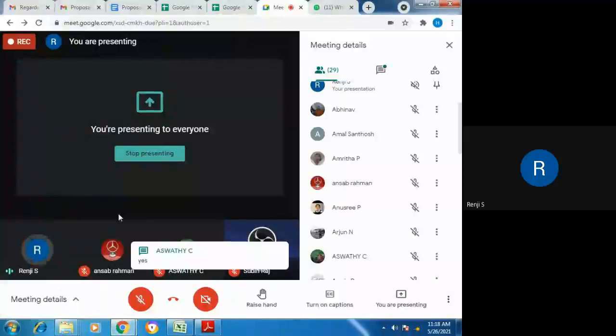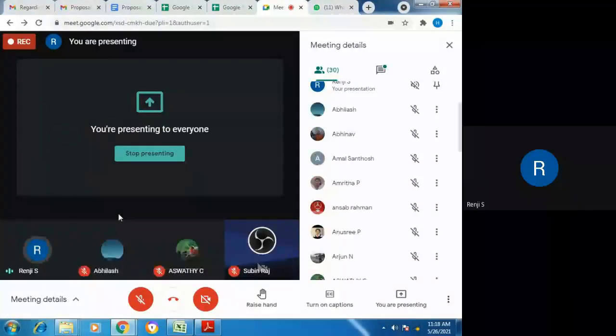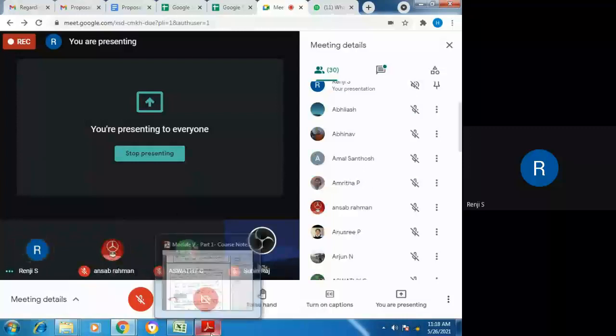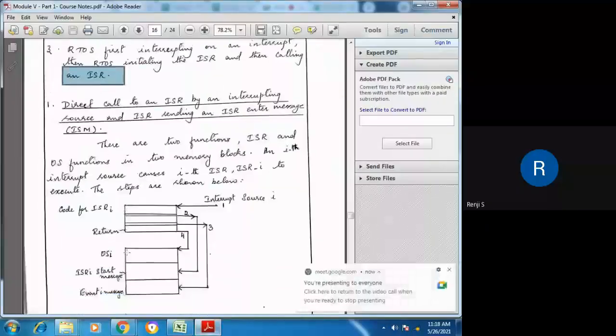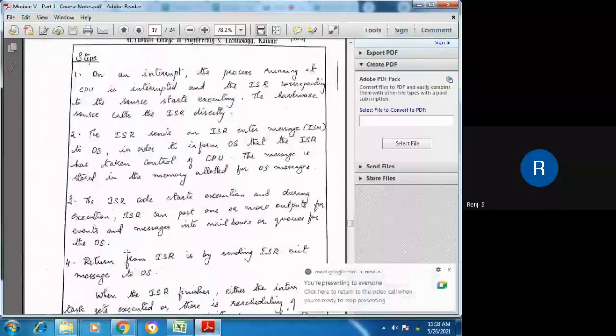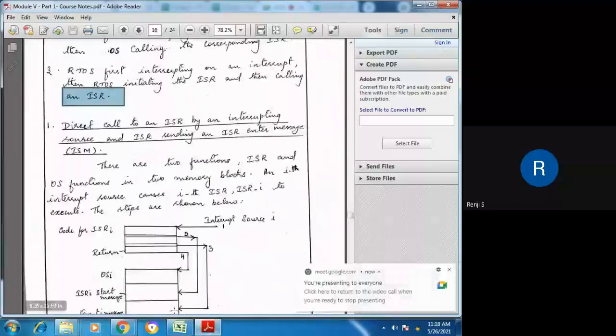Okay, now we have to discuss the diagrammatic representation of the three mechanisms in detail. But before that, if I start it now, it's a big process. So we'll start the three mechanisms in the next class.